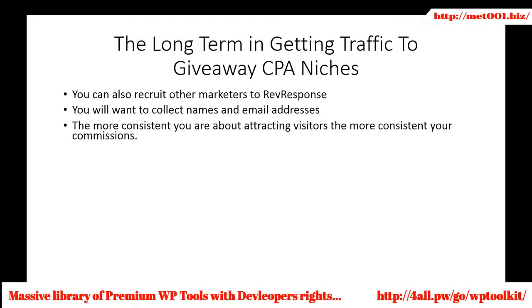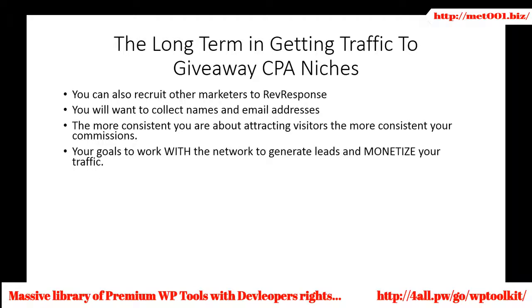So if you are consistent about your content, consistent about attracting visitors, and then driving them to the offers, you're going to be more consistent about getting people that are going to be paid commissions for you. And look, your ultimate goal is to work with this network, right? So you don't have to do some of the normal tricks that you typically would have to do with a CPA network. You really only have to work with the network to get people into things that they already want, right? And so you are monetizing traffic you already have.